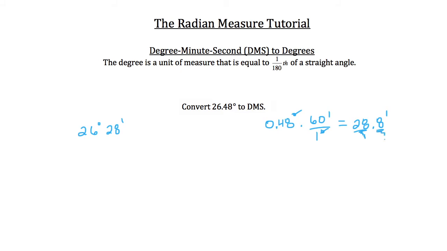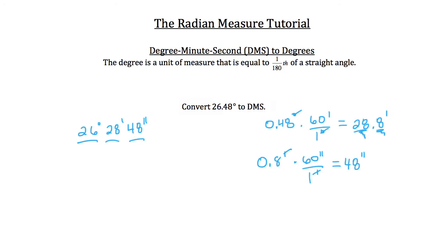Now I want to take the decimal portion of our minutes here, so that 0.8 minutes, and I want to multiply it by the number of seconds that are in 1 minute. When we do that, our minutes are going to cancel because they're on top and bottom, and we're going to end up in seconds. So 0.8 times 60 seconds is going to give us 48. And our answer is going to be in seconds. So now we can write that over here, 48 seconds. So when you convert 26.48 degrees to degrees, minutes, and seconds, you get 26 degrees, 28 minutes, and 48 seconds.